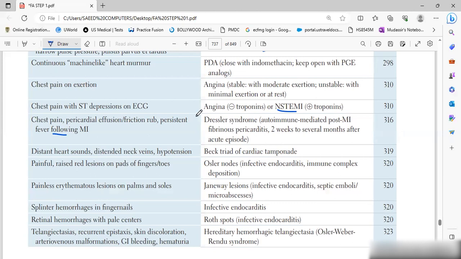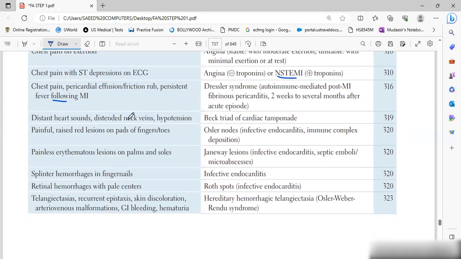Then there is Beck's triad in cardiac tamponade: distant heart sounds, muffled heart sounds, distended neck veins, hypotension. Okay, it is diastolic heart failure. Right heart failure is common in cardiac tamponade.